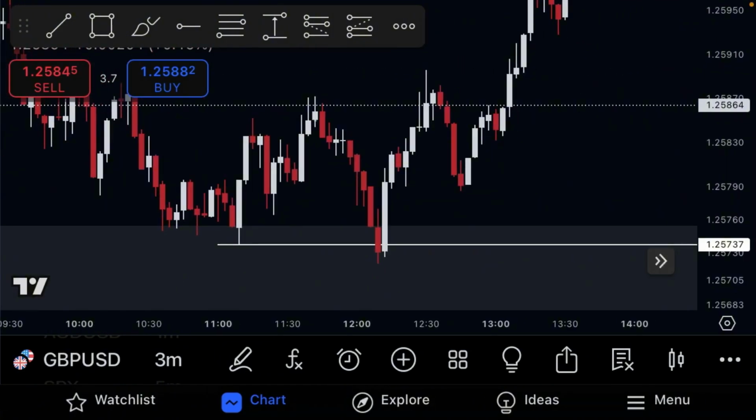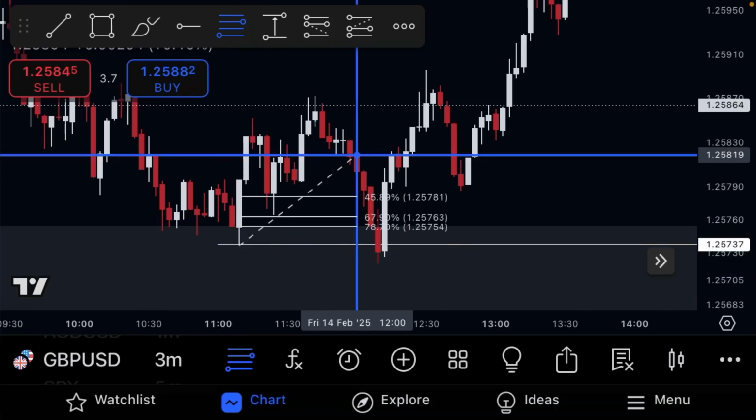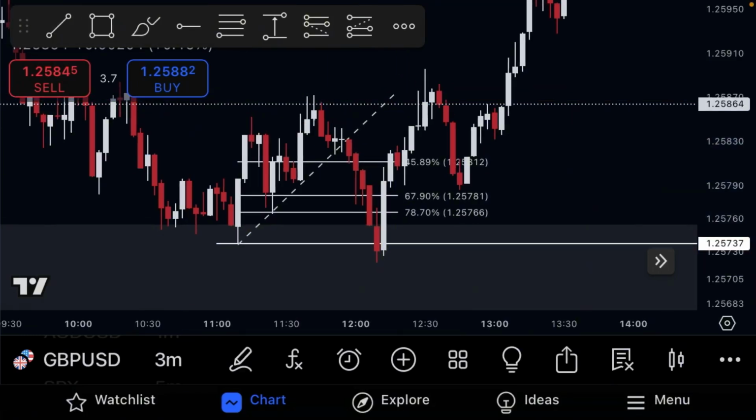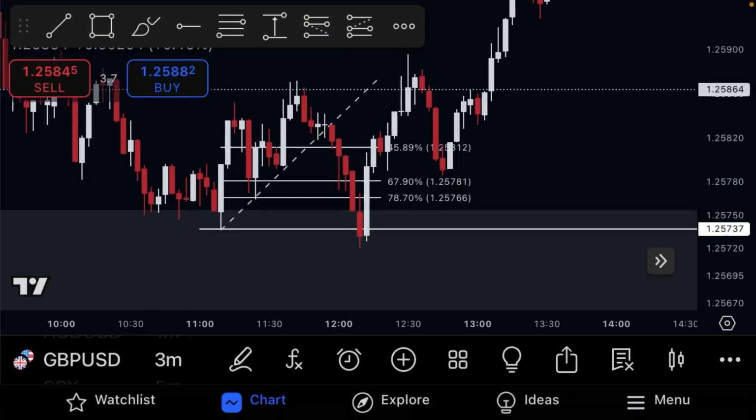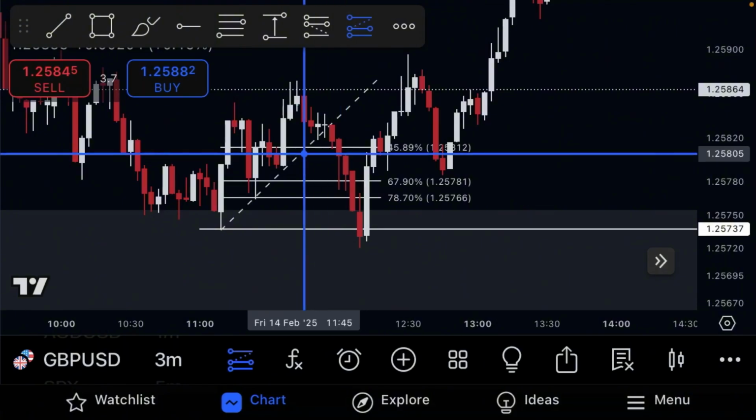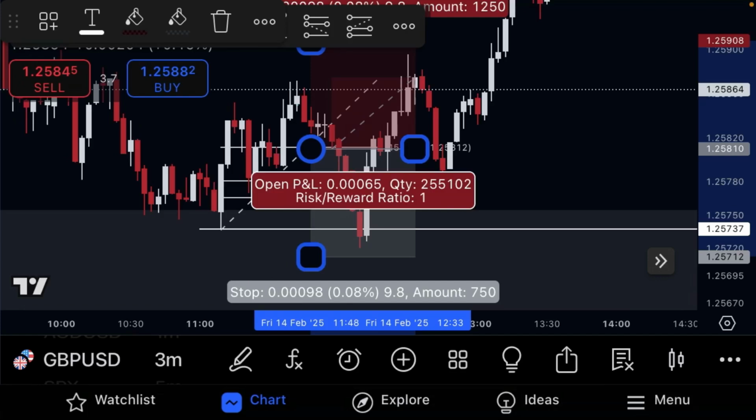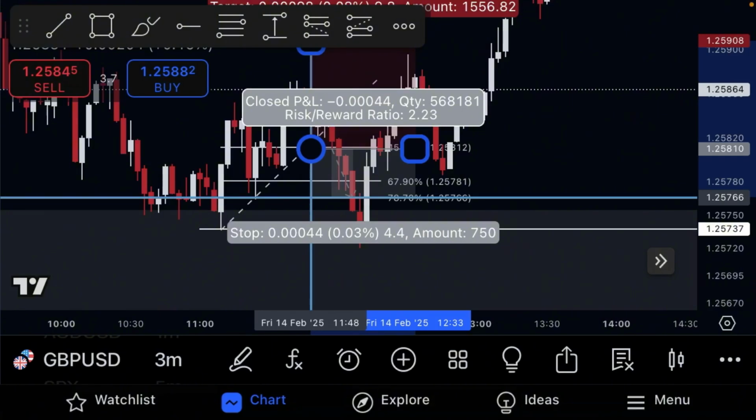Now the next thing we want to do is to put the Fibonacci retracement too. So we want to get it this way. Okay, we want to get it this way. Now for this way, we want to place our orders at this area. Now this is where the big deal comes in. Now we want to put our stop loss.